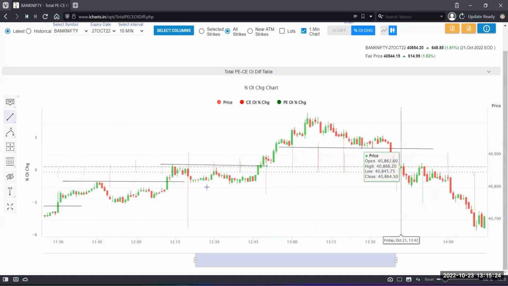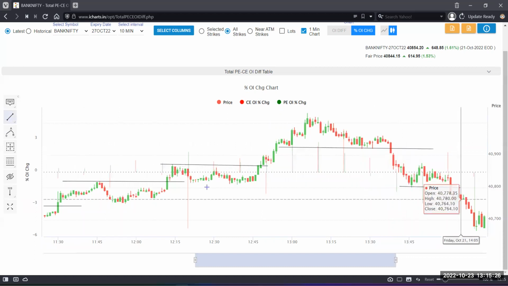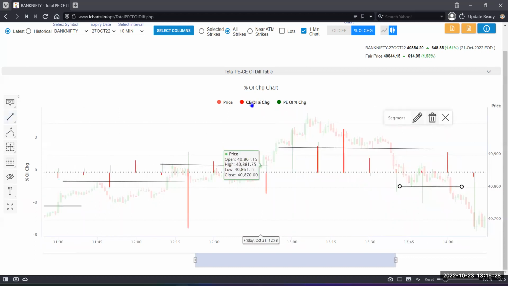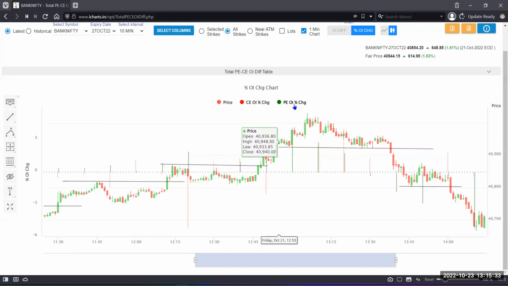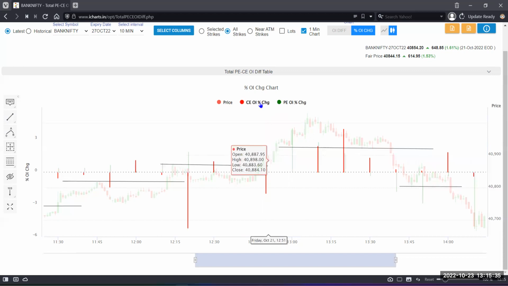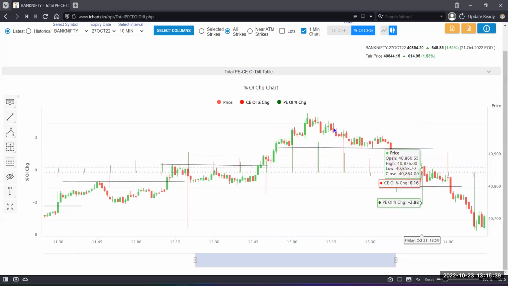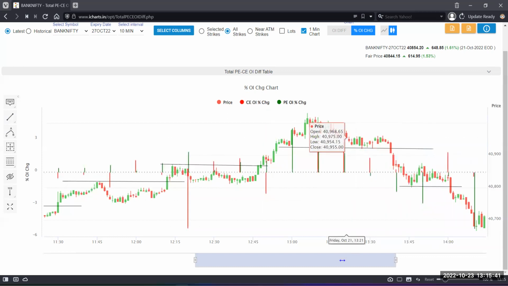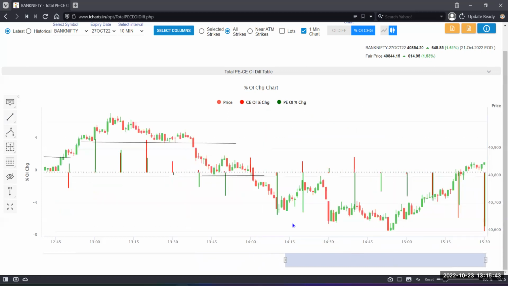And for this particular level, you see call side, big unwinding is there. And call side, big buildup is there. Put side, big unwinding has happened over here in this consolidation. So that's the basic idea.